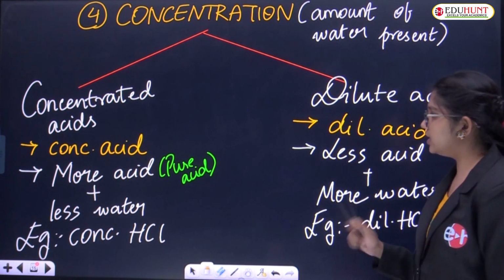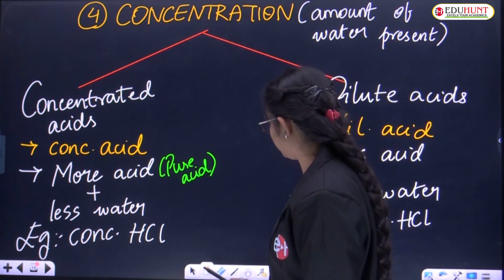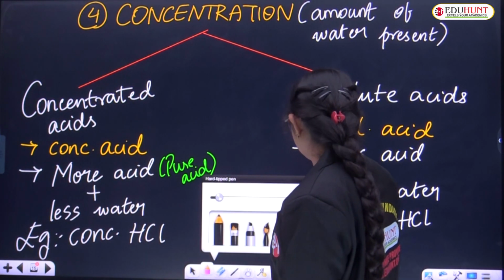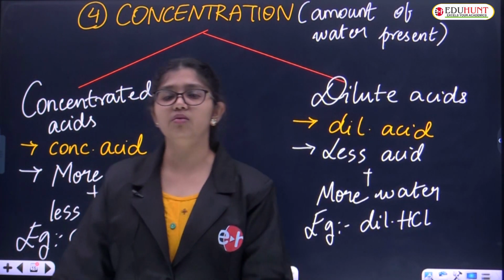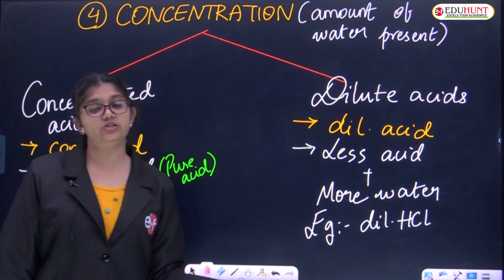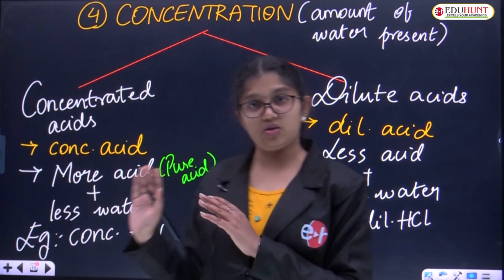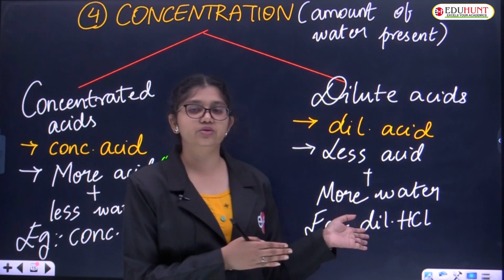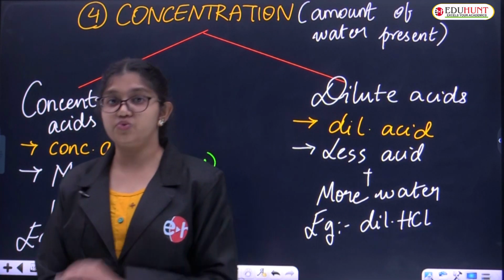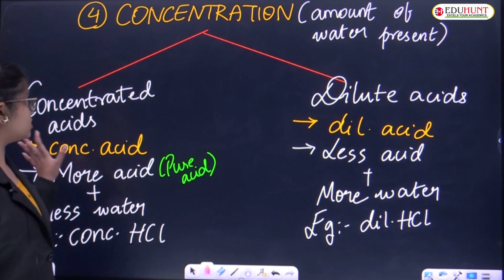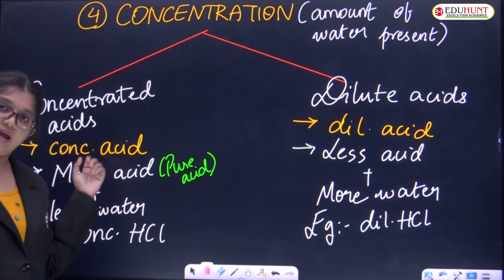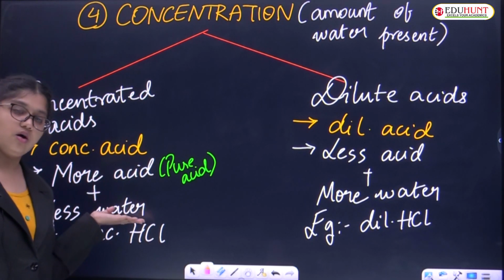A point to be noted here, children: the strength of acids plays a major role in determining strong and weak. But what about concentrated and dilute? Do these also come under strength? If I say concentrated acids are very strong, can I say that concentrated means very strong?